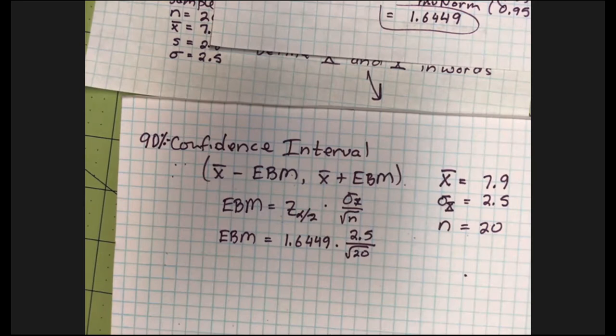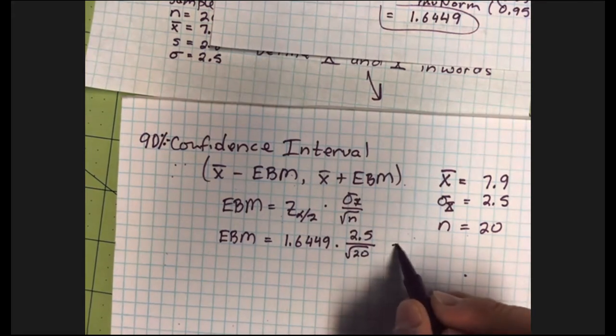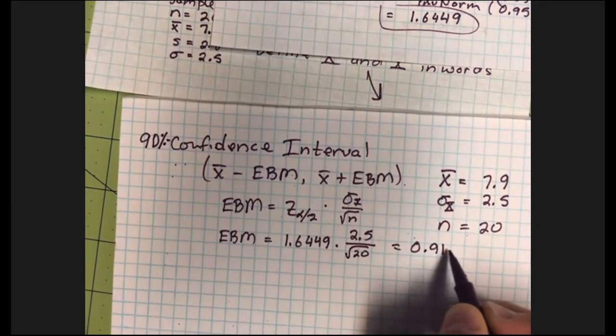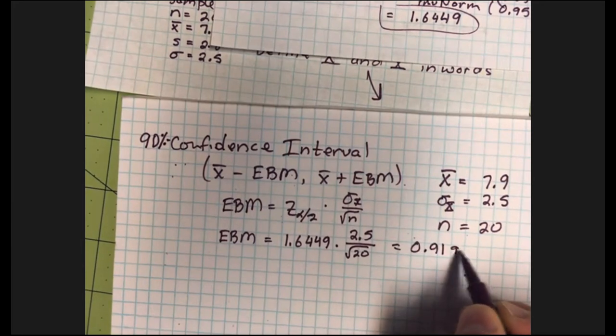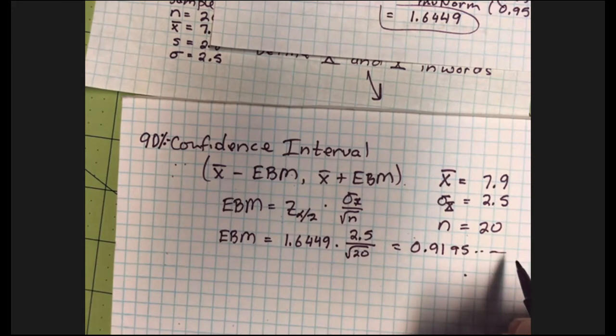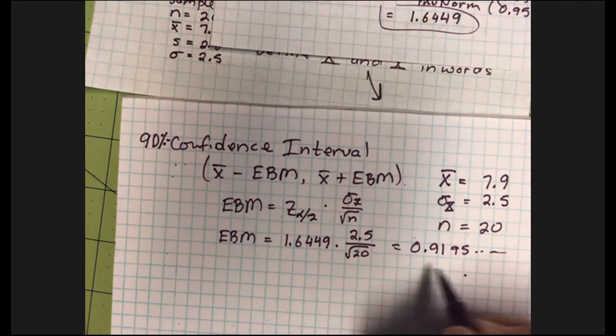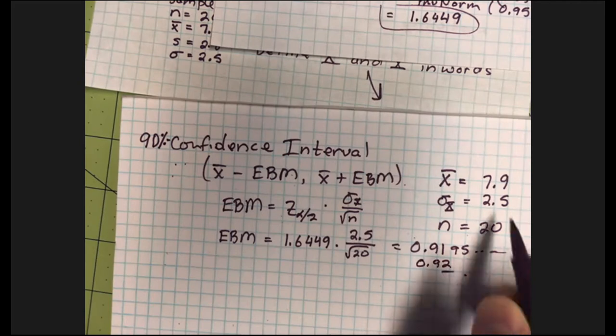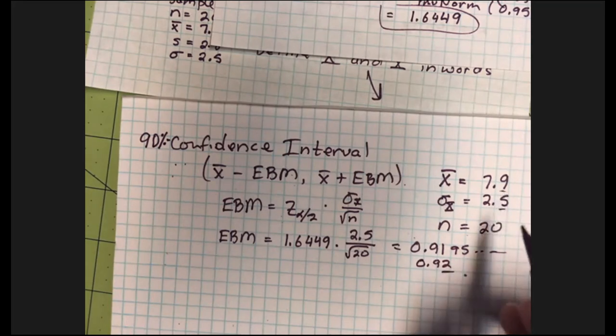I'll put this in my calculator and find out what that equals. 1.6449, I'm doing this off screen, times 2.5 divided by the square root of 20. And that is 0.9195, and it goes on for a long time. Now, I'm going to round that off to 0.92. I choose one more digit than I have for this information here.